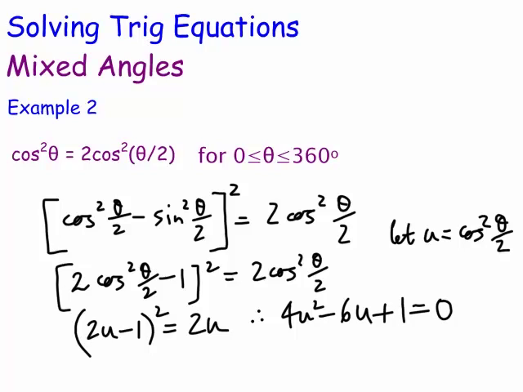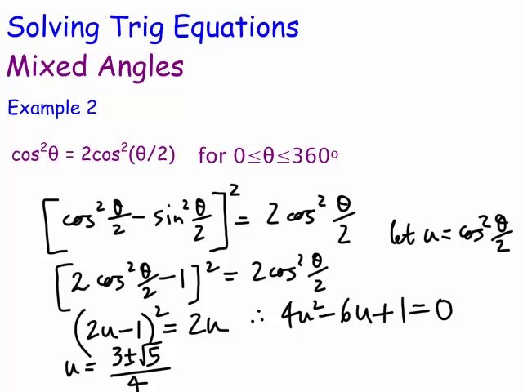You can see here we now have a quadratic in terms of u, and when you do the quadratic you end up getting u equal to, when you simplify it, 3 plus or minus root 5 over 4. Now, that is u, and u is equal to cos squared theta on 2. So cos squared theta on 2 is equal to 3 plus or minus root 5 over 4.